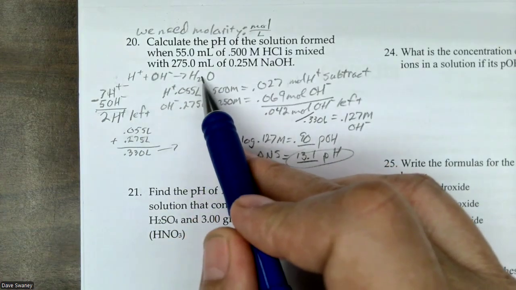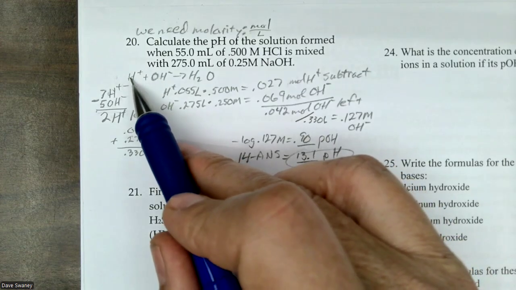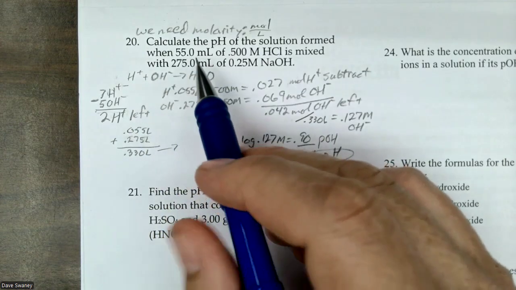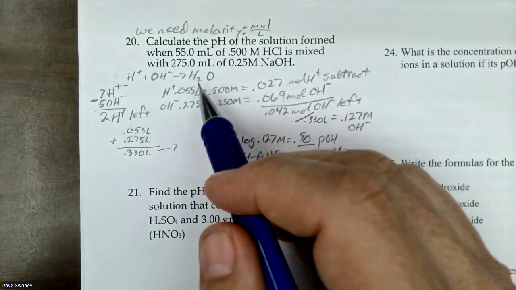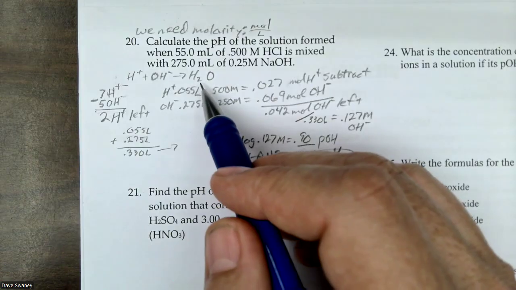1 and 1 makes 1. So if you had 5, you would need 5. If you had 10, you would need 10. The amount of water we're going to make, by the way, is going to be inconsequential compared to what we had before, so we're not going to count that for anything.